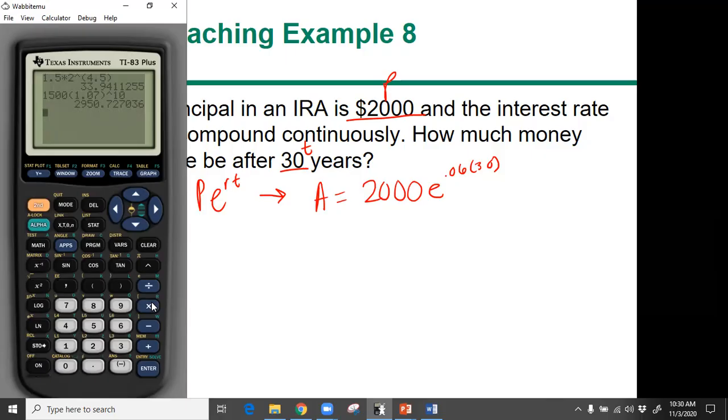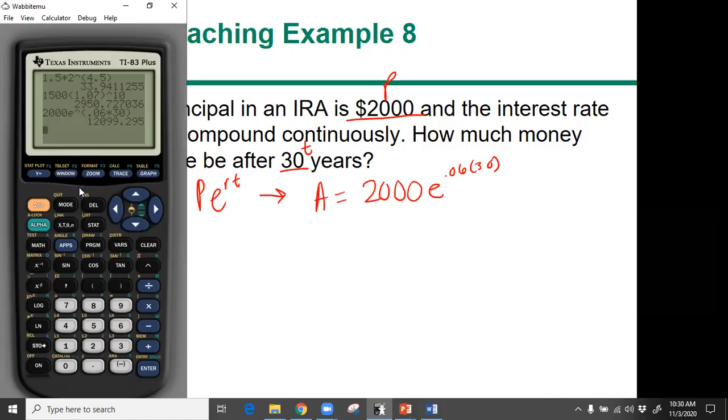I erased it. 2,000, second natural log, 0.06 times 30. And we get $12,099.30.